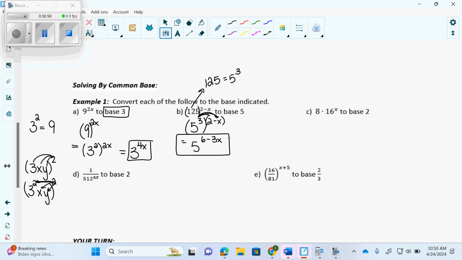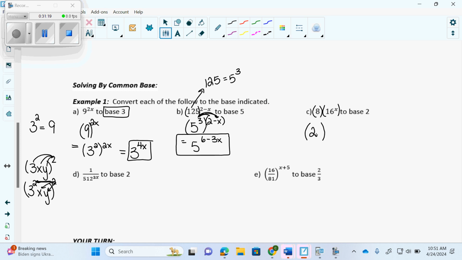The next one, we have 8 times 16x, and we want it to be base 2. Now, I can't make the 8 and 16 join the way they are, because one's an 8 and one's 16, and I can only make exponents join when they're the same base. Correct? So we're going to have to make them both be base 2. So I need to make the 8, these are multiplied, correct? I need to make the 8 be 2 to the something.